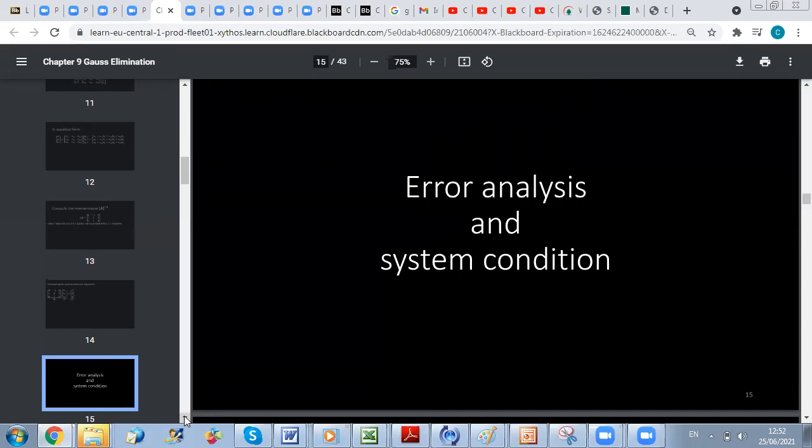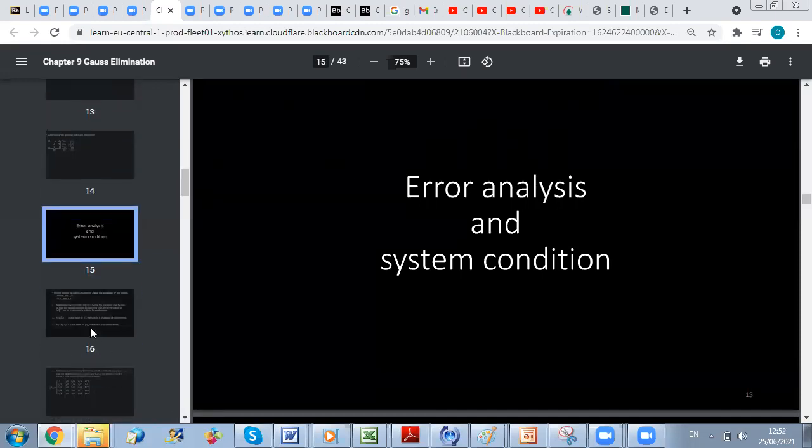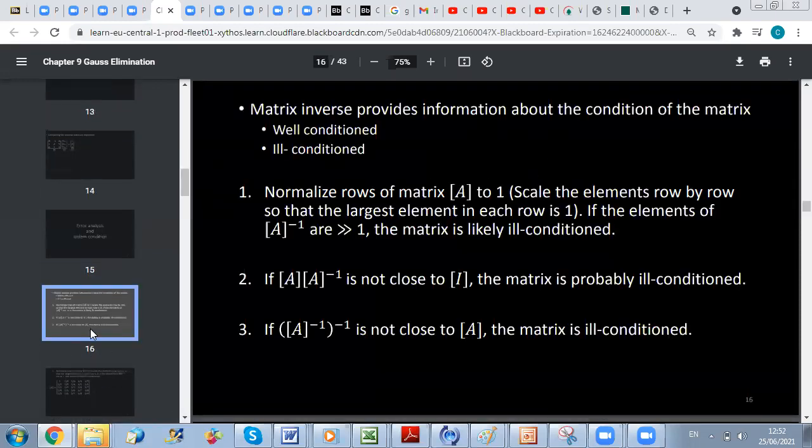So first, before defining this number, we will talk about what is well conditioned or ill conditioned. So a matrix inverse can provide information about the condition of the matrix. It is well conditioned, very well conditioned, ill conditioned, not a lot. And as you can see from the terms, very ill conditioned or little ill conditioned, it's not a binary state. It's not either 0 or 1, either it's ill conditioned or it's not.